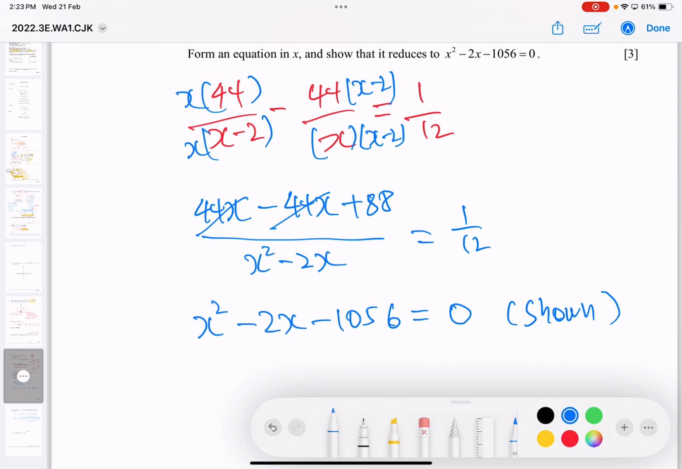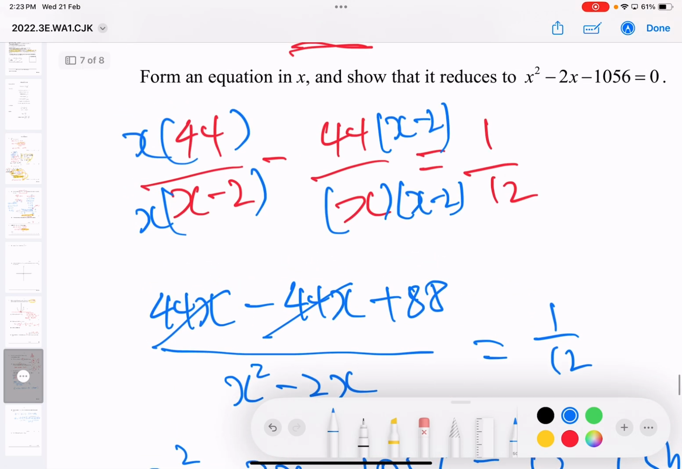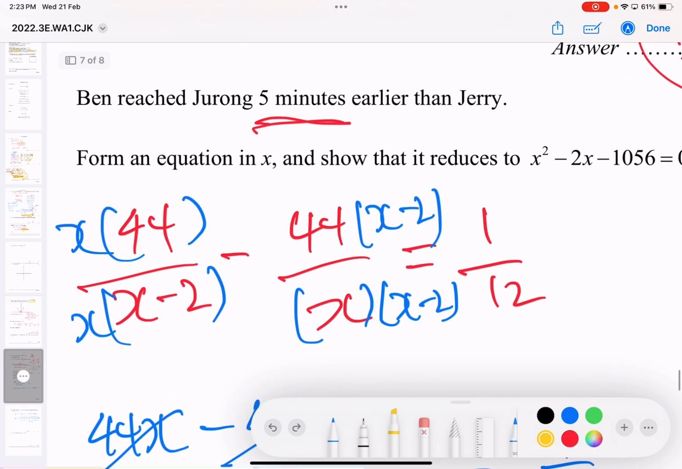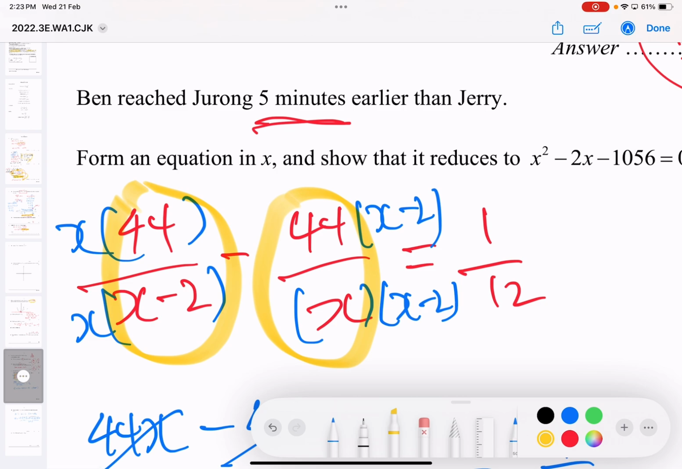What do you mean by why is it minus? You mean this one? Because you are trying to take the larger number minus away the smaller number, the difference is 5 minutes.